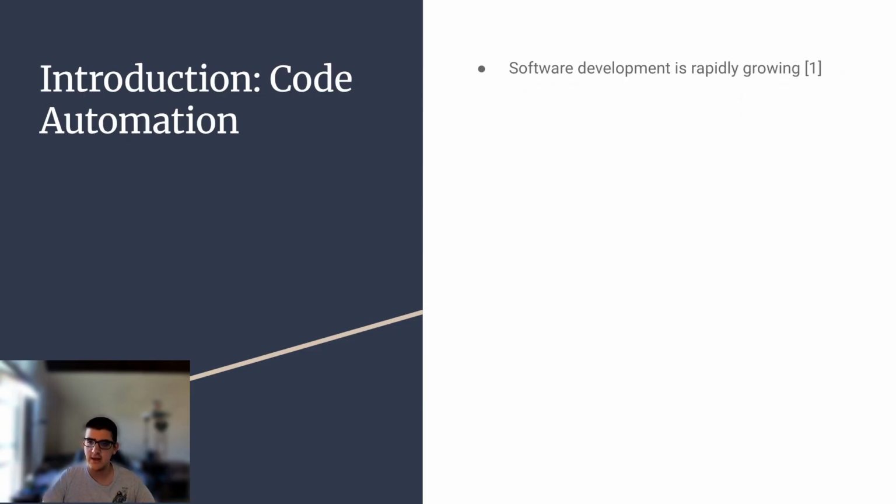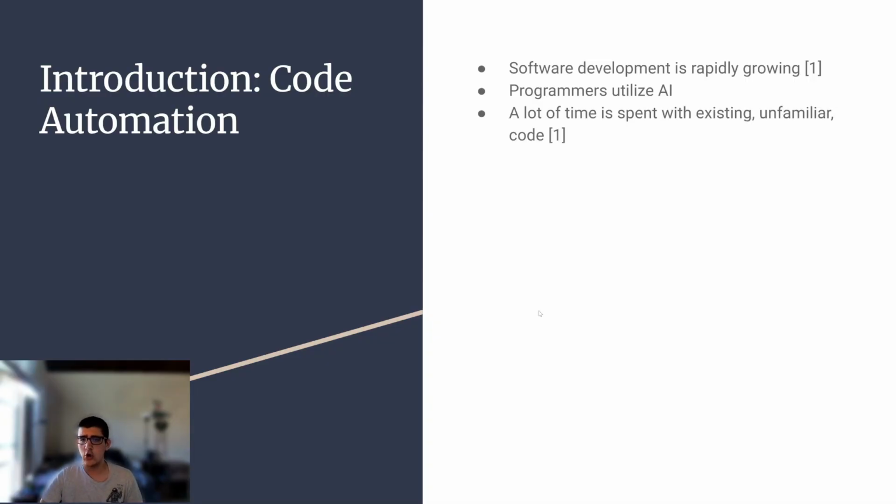Software development is a rapidly growing field, and a lot of programmers, because they're technical, utilize AI. A lot of the time that programmers have to spend, up to 90% according to some sources, is dealing with existing code that they are unfamiliar with, either using existing code and updating it and adding features to reduce the overall work, or you often want to use publicly available libraries. In both of these situations, there is code that is already written by someone else that you have to now work with and understand how it works.